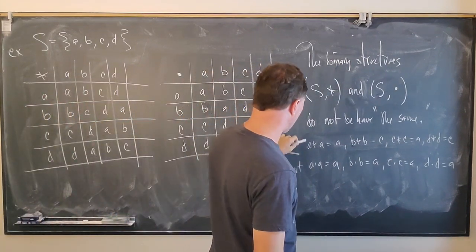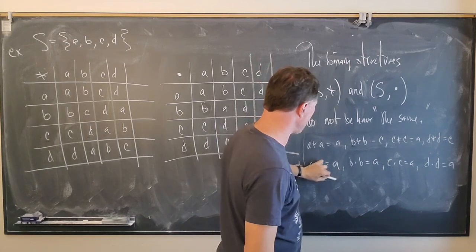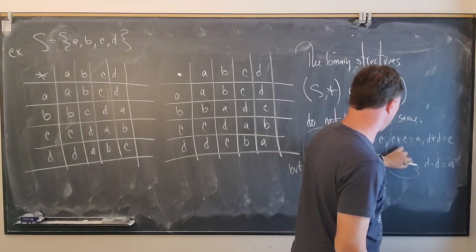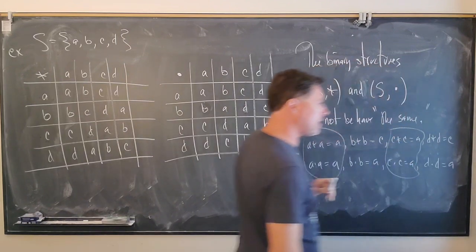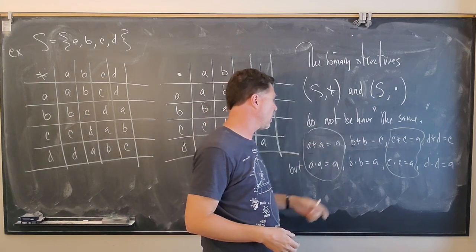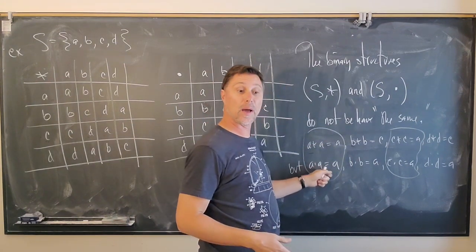And here's what we want to notice. The behavior when we look at A, that behaves the same, right? A star A and A dot A give us the same output. They both give us A.